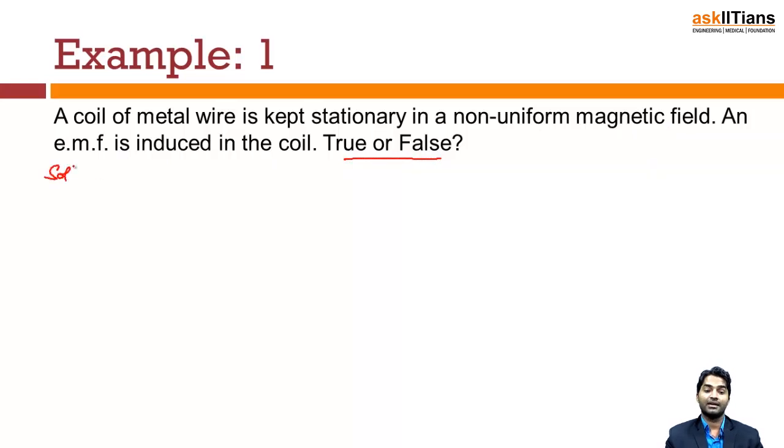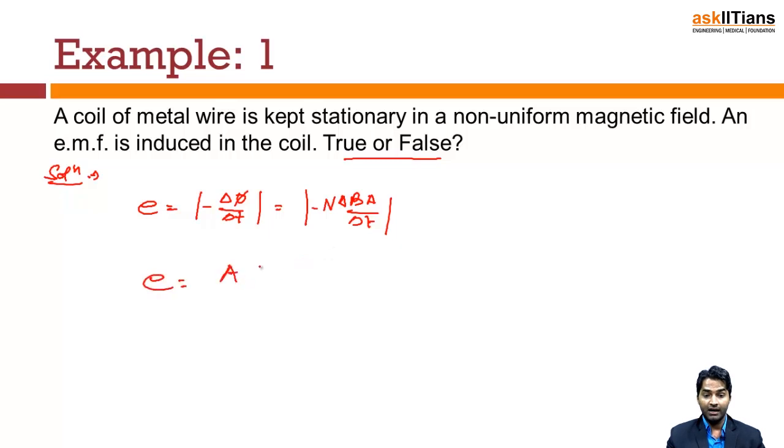In the solution part, it is clearly written over here, EMF is equal to the change of magnetic flux with respect to time t. If we consider n number of turns, we can put n into change in magnetic field upon delta t. Now it is written over here, for induced EMF to develop in a coil, the magnetic flux through it must change, but E is equal to A delta B upon delta t, and it is given here non-uniform magnetic field. The coil of metal wire is kept stationary in this one.